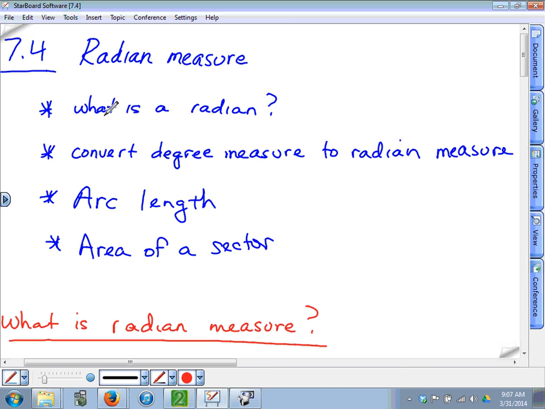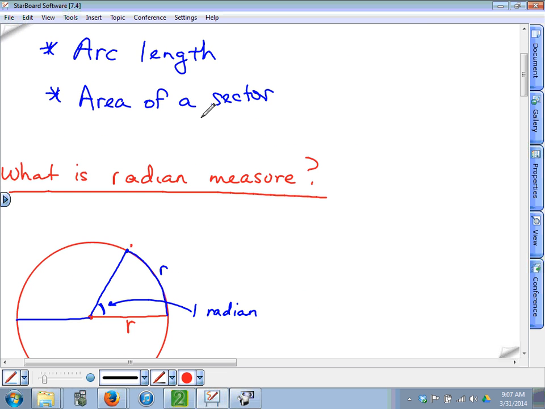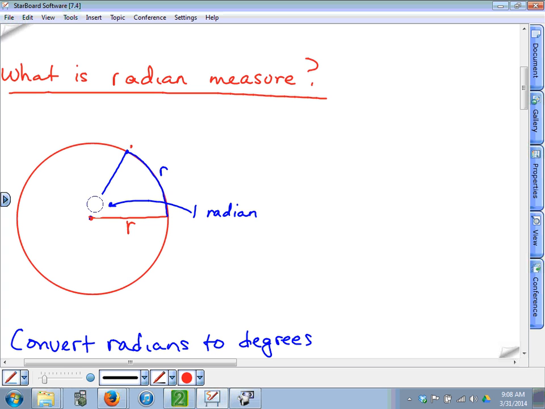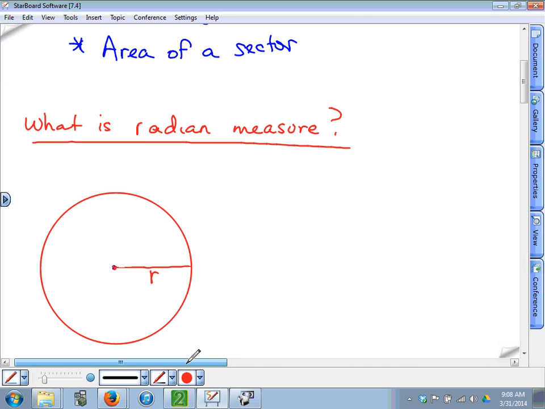So, let's go into this question. What is a radian? Get ready to draw. Draw a circle. That's R for radius.